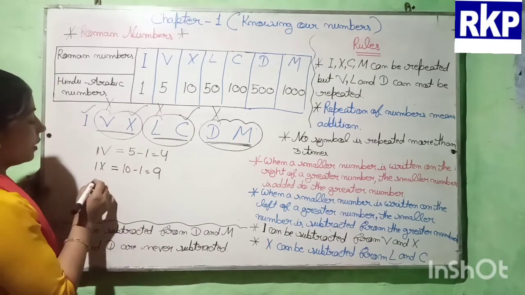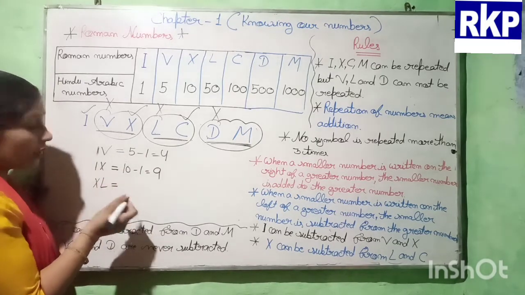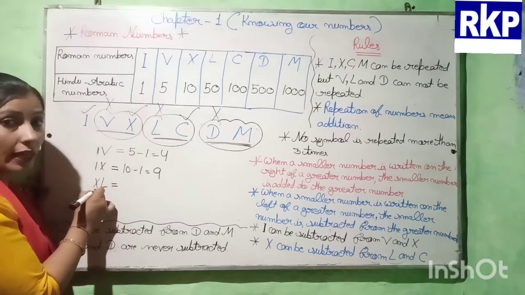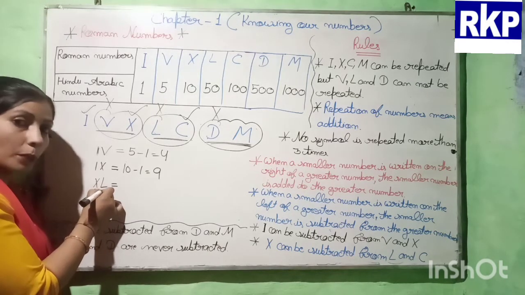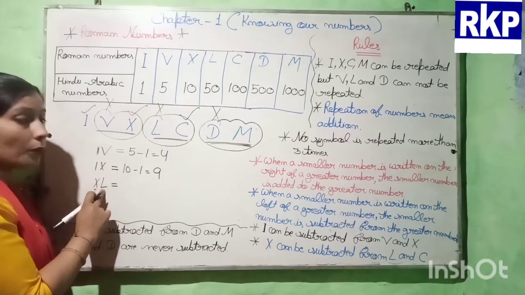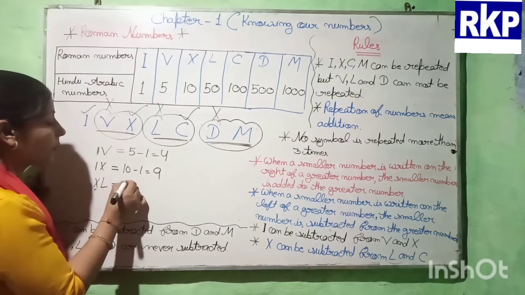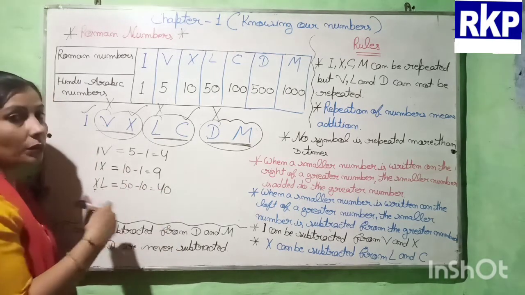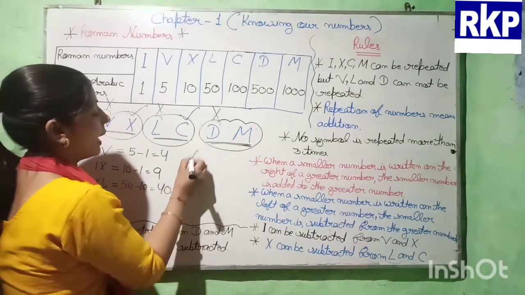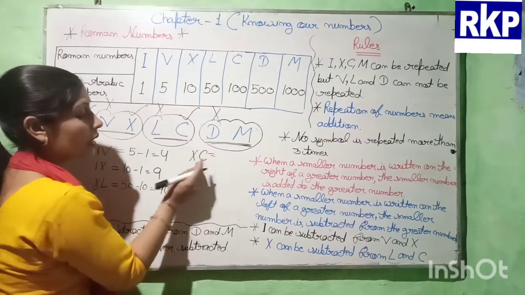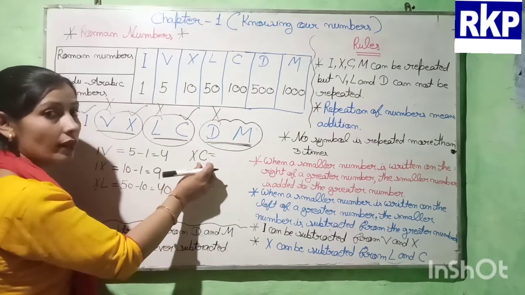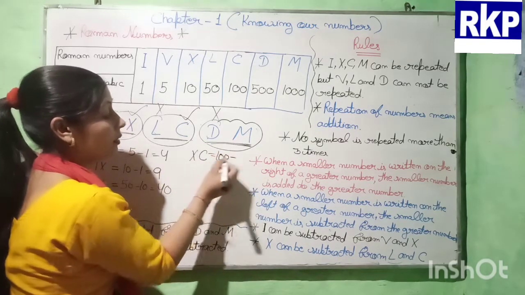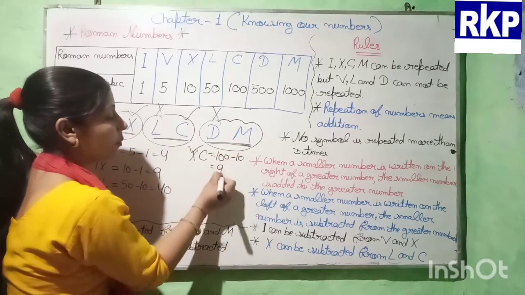And if I write here XL, X is the smaller number and L is the greater number, because X is equal to 10 and L is equal to 50. So here we are subtracting X from L, 10 from 50. So 50 minus 10 will give us 40. If I write here XC, then we are subtracting this X from C, and C means 100 and X means 10, so it means 90.